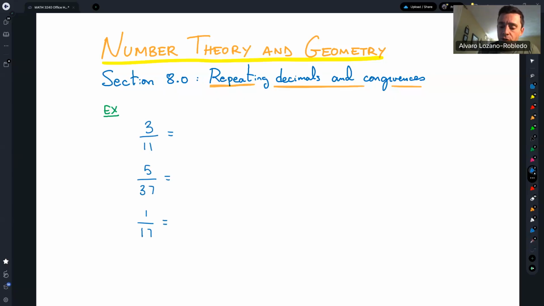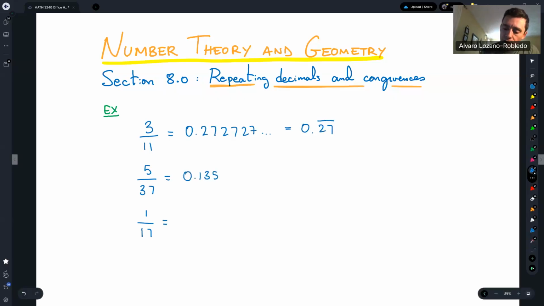It turns out that 3 over 11 is 0.27, 27, 27, etc. So we see that the repeating part is 27. The period is of length 2, and is just 27 repeating. What about 5 over 37? 5 over 37 is 0.135, 135, 135, etc. So the repeating part is 135, and the length of the period is 3.